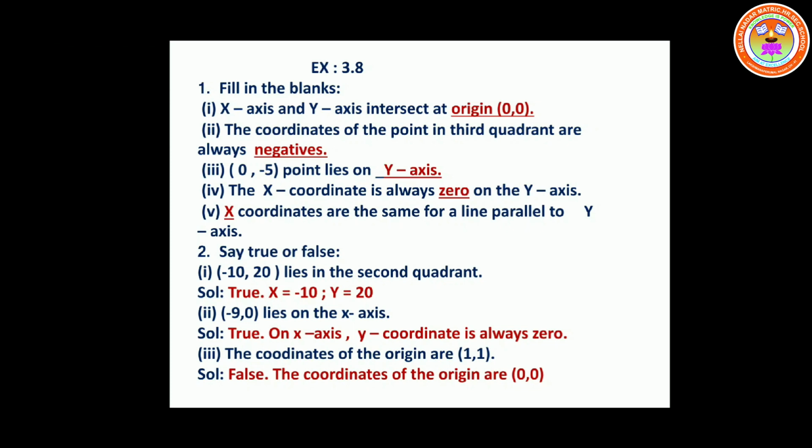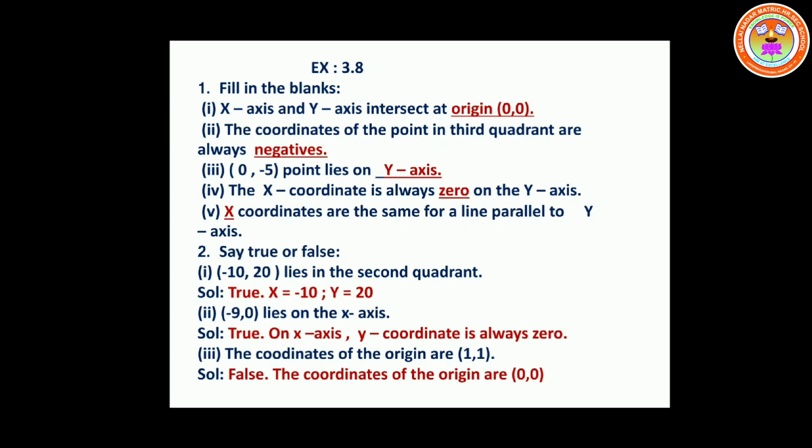Second quadrant consists of x is negative, y is positive. So their question is that the given point should lie in the second quadrant. Now second quadrant, x should be minus. See the second x value, -10. So x is negative. What about y? Y should be positive. 20. Yes, 20 plus 20, it is true. So the answer is true.